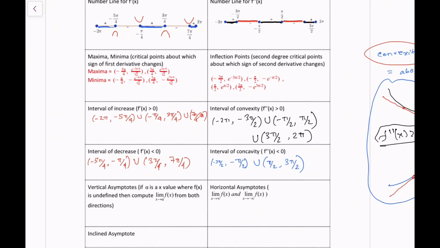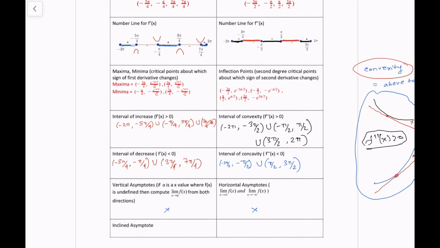All right, about the asymptotes, if you know how to compute asymptotes, you would know that this particular function does not have any vertical or horizontal asymptote.